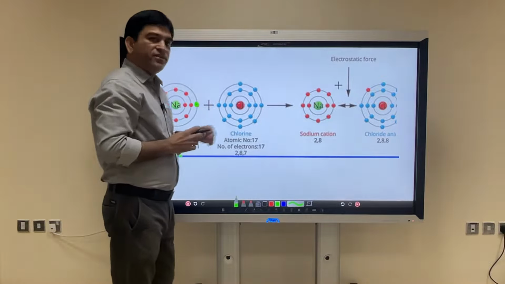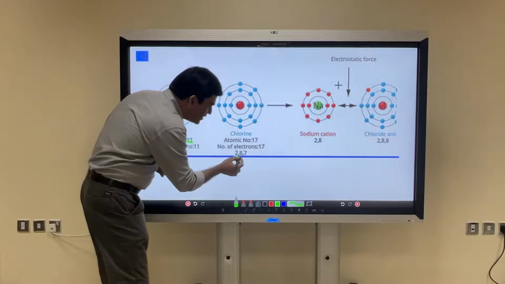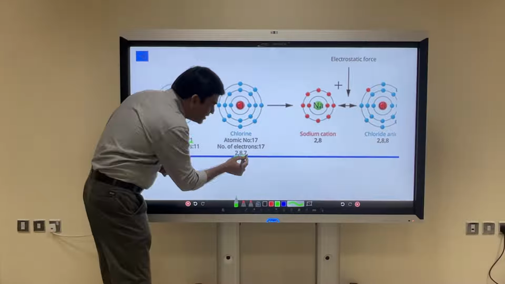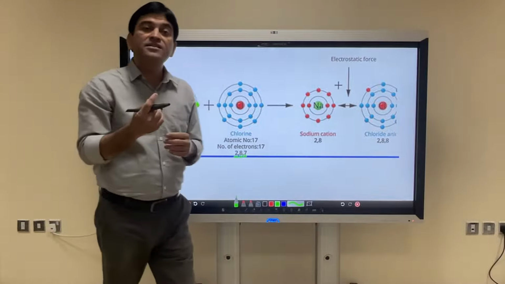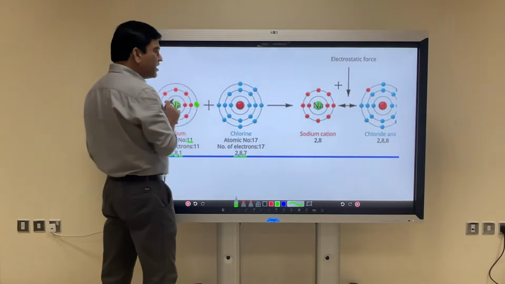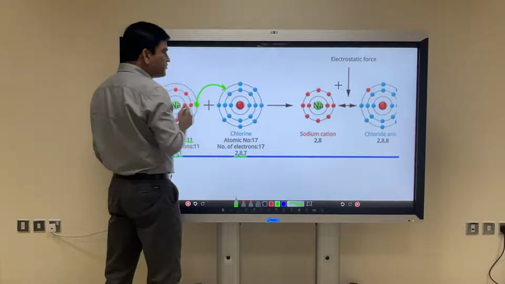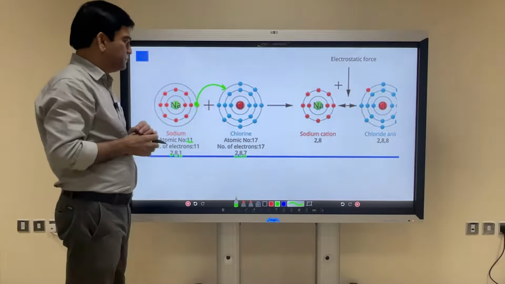Chlorine, atomic number is 17. So 2, 8, 7. In the first shell, it has 2 electrons. In the second shell, it has 8 electrons. In the third shell, it has 7 electrons. And there is a deficiency of 1 electron over here. So what happens? There is a transfer of 1 electron from sodium to chlorine.